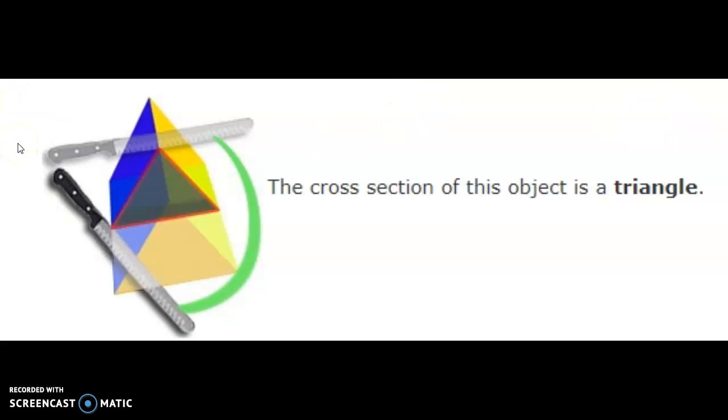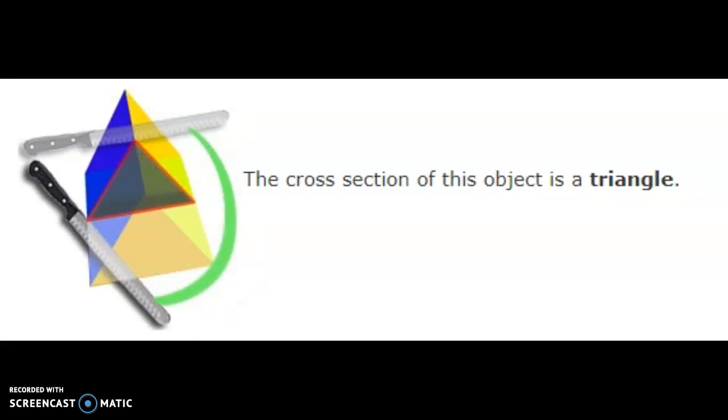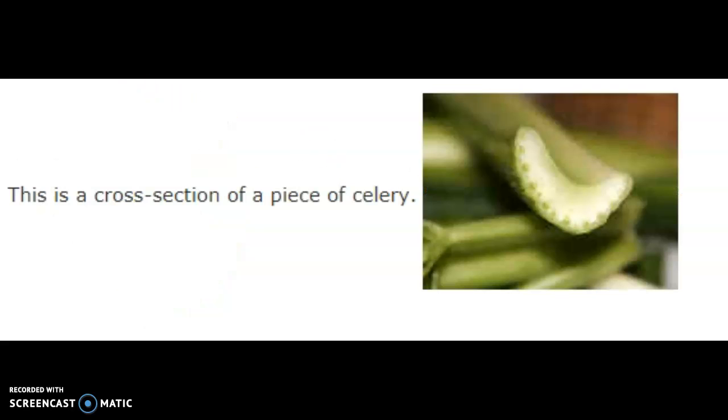Now, what is the cross section? Depending on how you cut through a polyhedron, the shape of the cross section could vary. So in this example, if you cut through the polyhedron parallel to the two triangular bases, then the cross section would be a triangle. Now let's take a look at this piece of celery here.